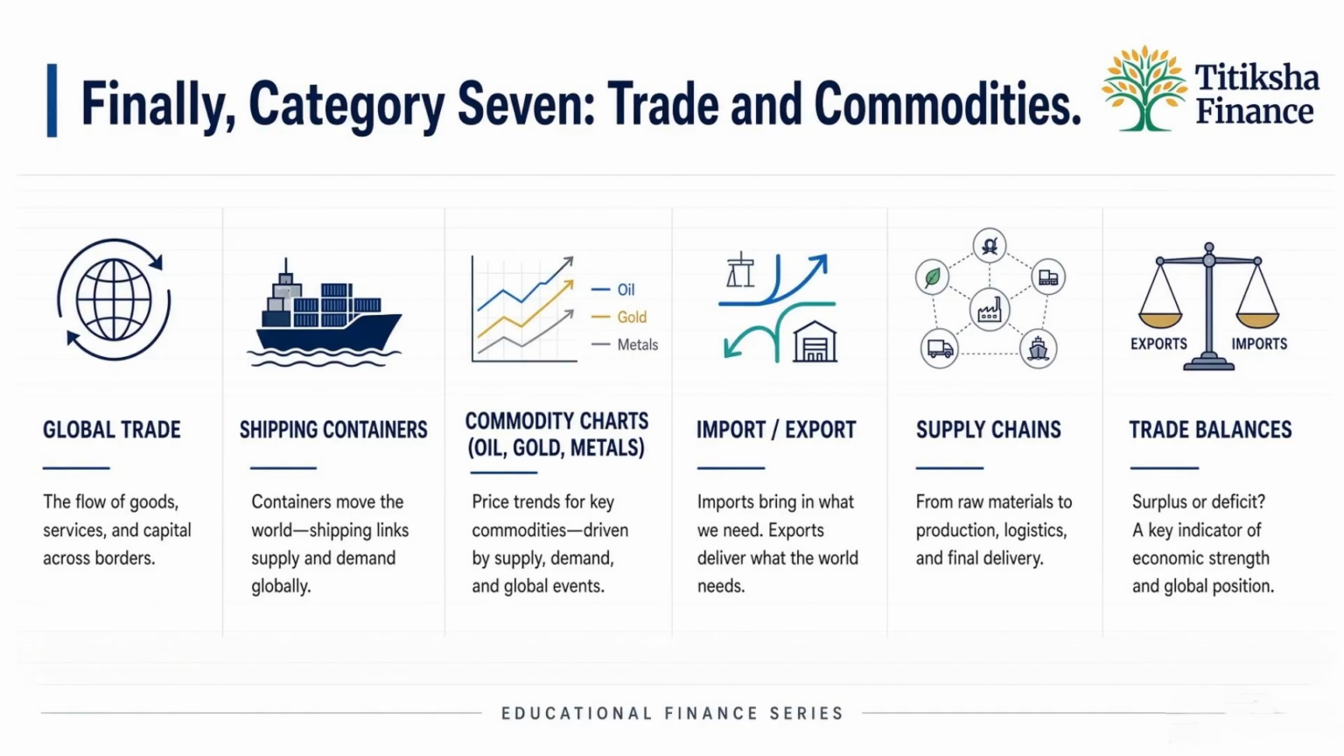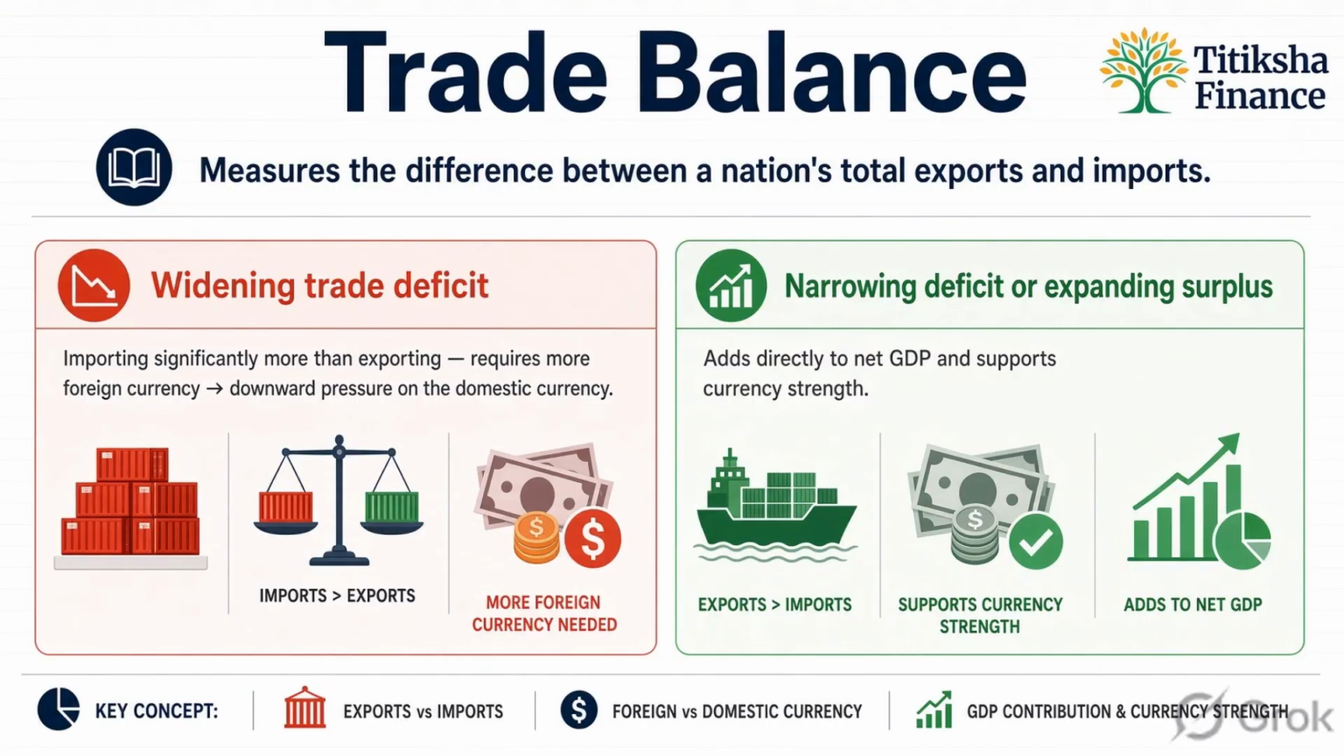This final pillar monitors the global flow of goods, services, and capital connecting economies across borders. From shipping containers moving physical products to supply chains delivering raw materials, logistics show us real-time market activity. Meanwhile, price trends in key commodities like oil, gold, and metals reflect global supply, demand, and geopolitical shifts. Tracking what a country imports versus what it exports gives us its trade balance. Whether operating in a surplus or a deficit, this ratio provides a crucial snapshot of national currency strength and global competitiveness. Knowing trade balance is a key data point in this aspect.